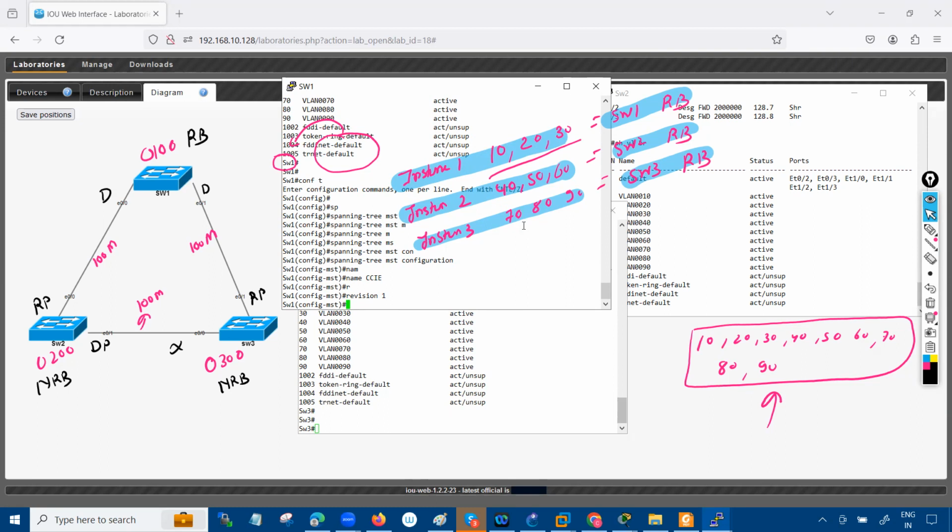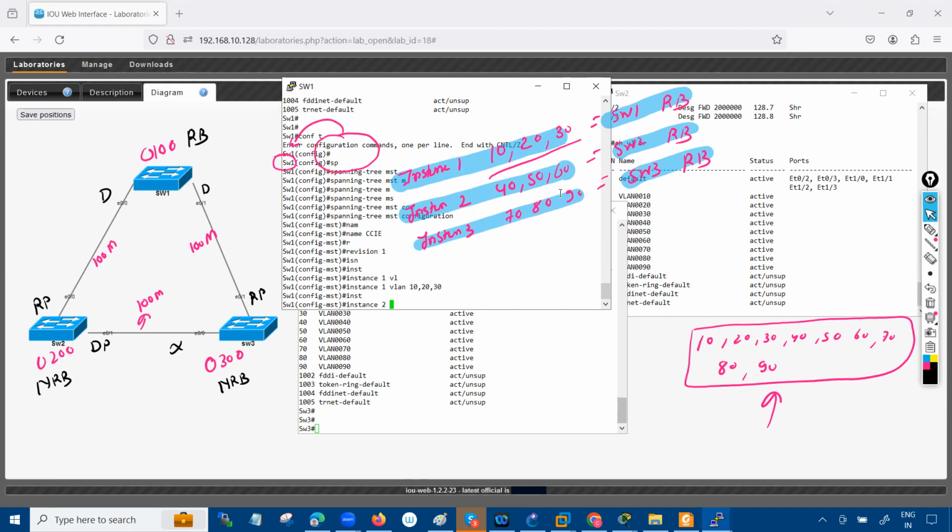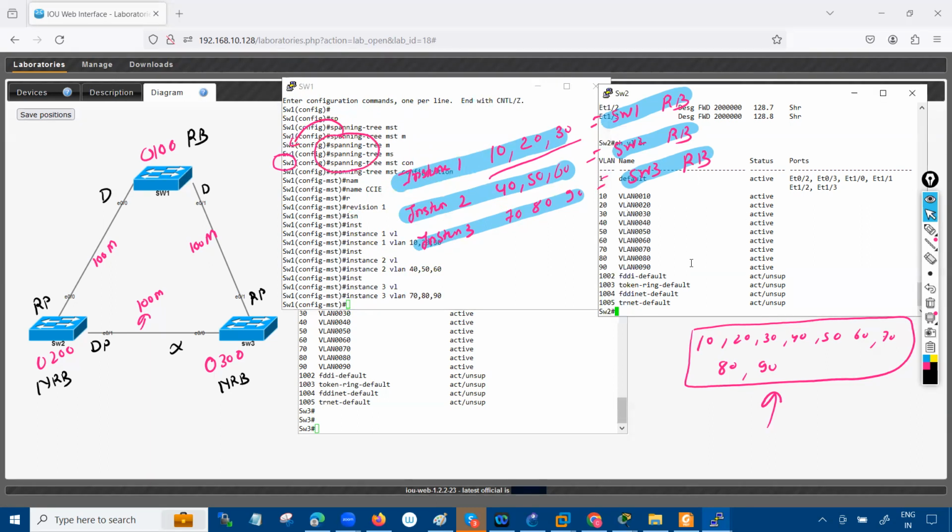Now I can define the instances. Instance number 1, I say VLAN numbers 10, 20, 30. Instance number 2, can you see the same mapping I'm doing again? VLAN numbers 40, 50, and 60. Instance number 3, VLAN numbers 70, 80, 90. That's all. Same configuration, I'm going to do on the switch now.